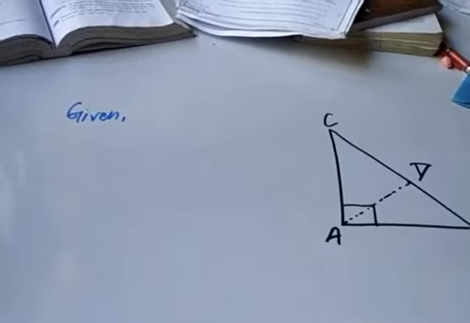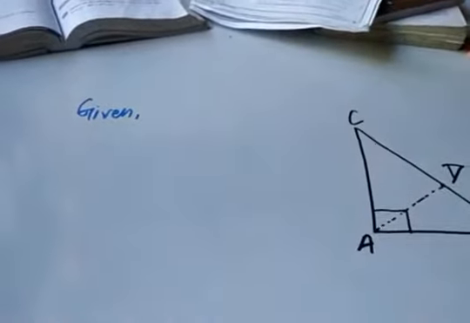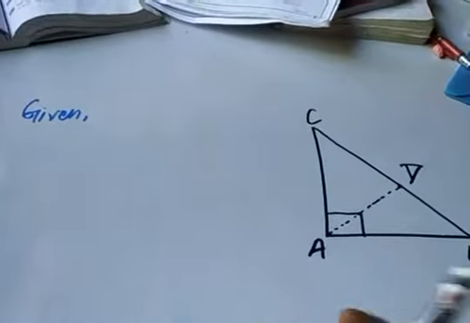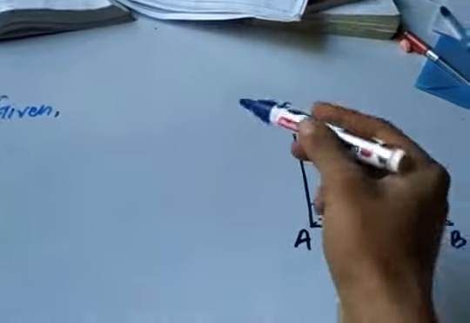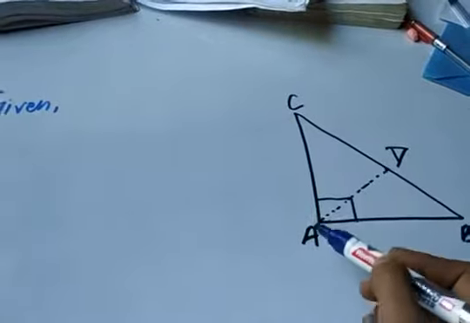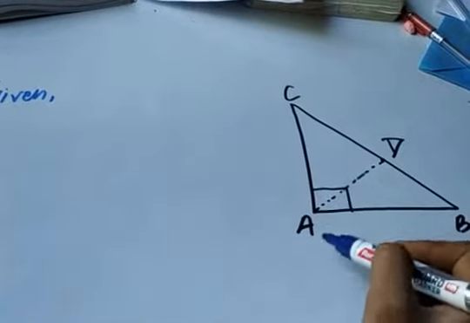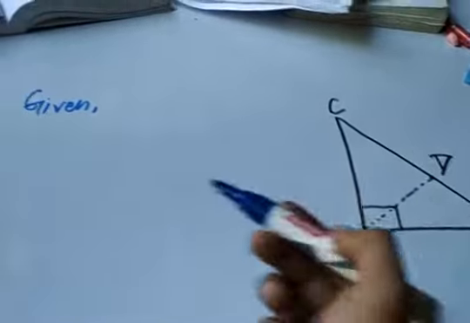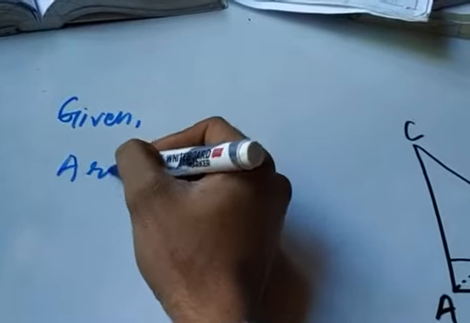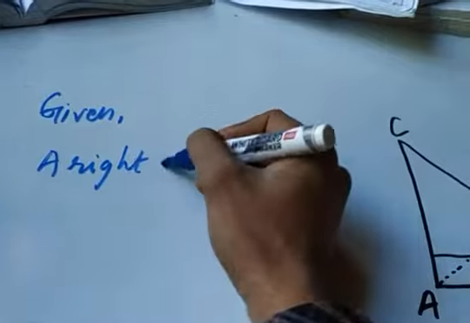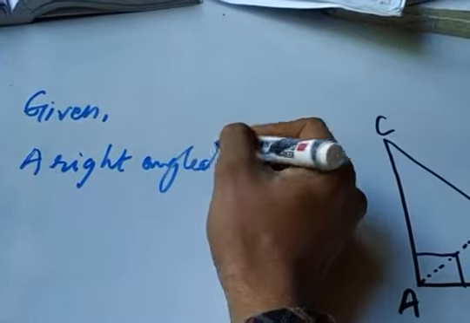So in this part we are going to learn how to present this theorem and to prove the theorem. Okay, so what is given? First, like I told you already when I was explaining the first video, what was given is a right angled triangle.